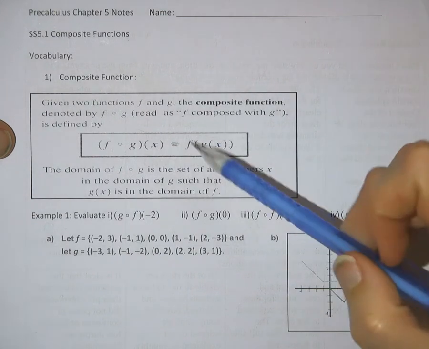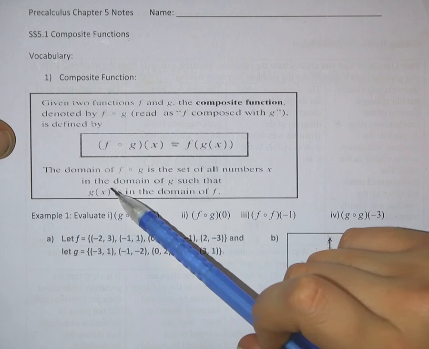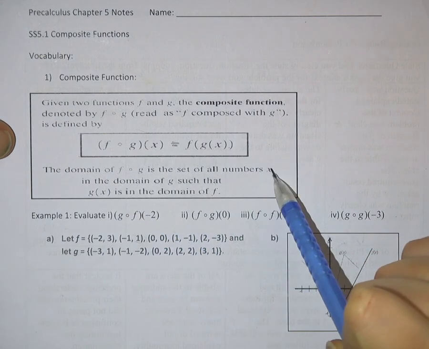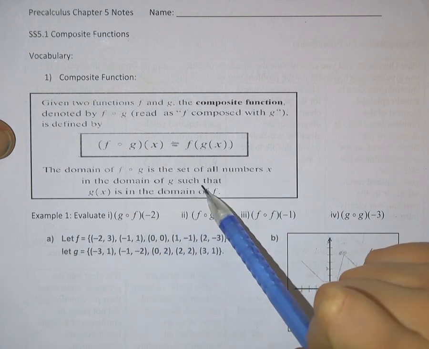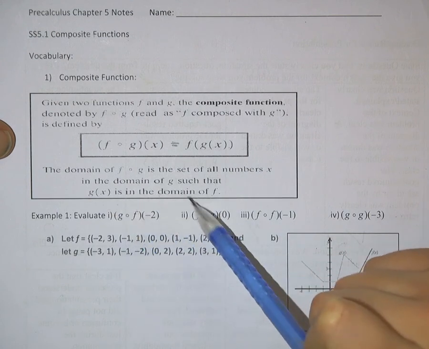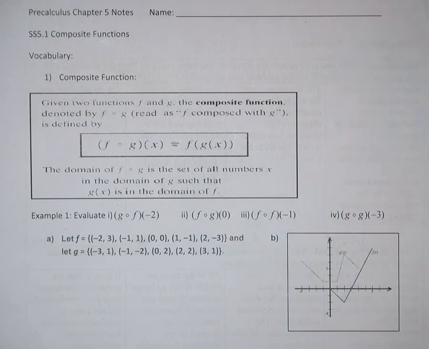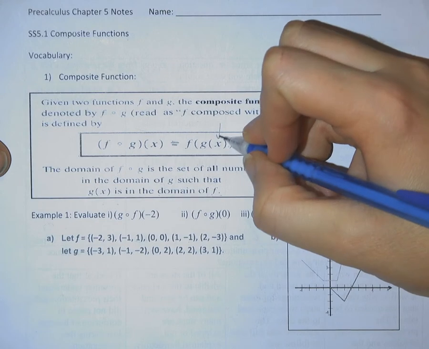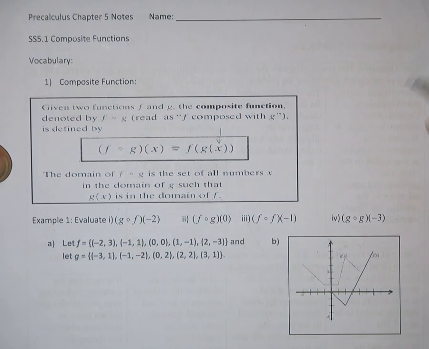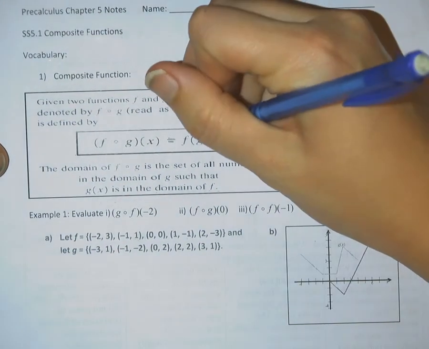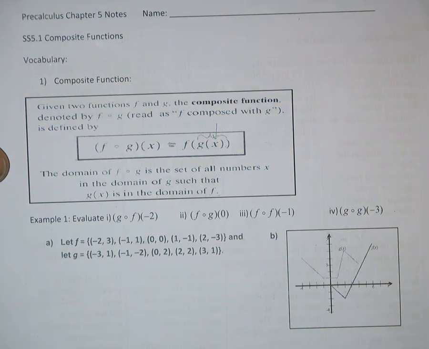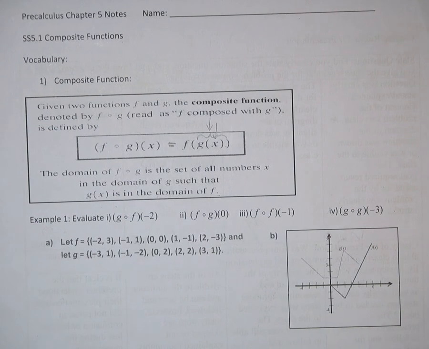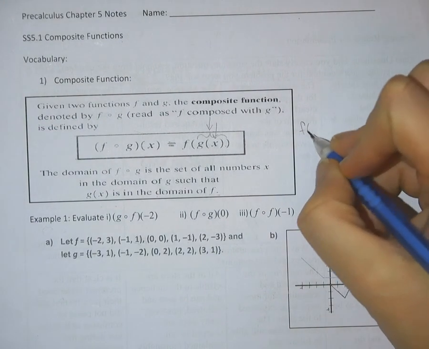Meaning that the domain of f composed with g is the set of all numbers x in the domain of g such that g of x is in the domain of f. Meaning that the variable of g of x is x, and then essentially the variable of f is now being replaced with g of x.